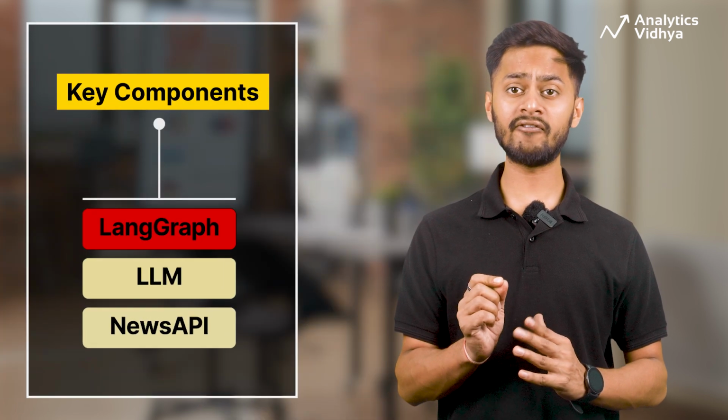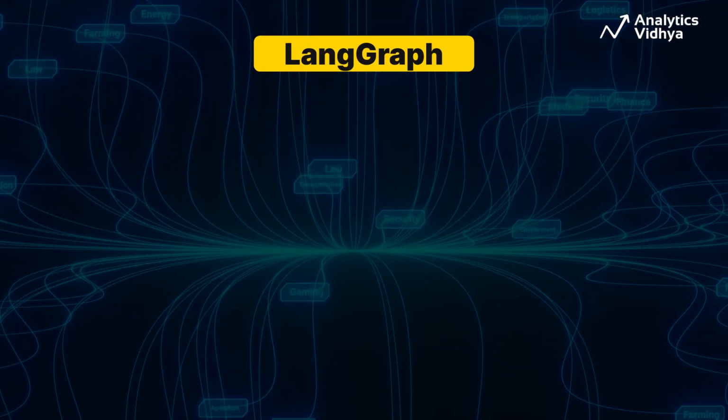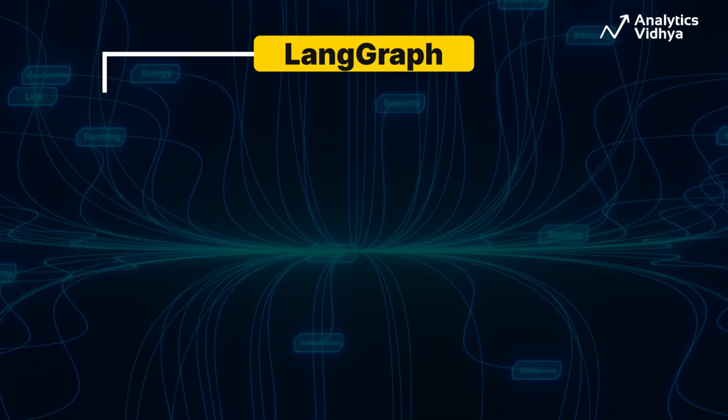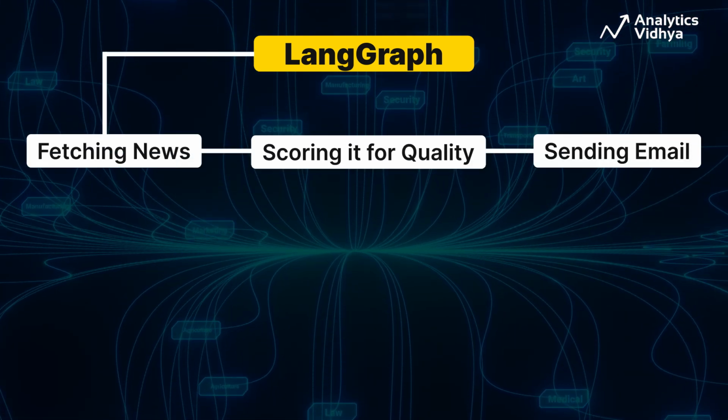To get started, we need our key components: LangGraph, an LLM, and an external tool like News API. Together, these tools will fetch, score, and deliver your personalized news directly to you. Here's how it works. We will use LangGraph to connect different tasks, starting with fetching news, then scoring it for quality, and finally sending it to your email.